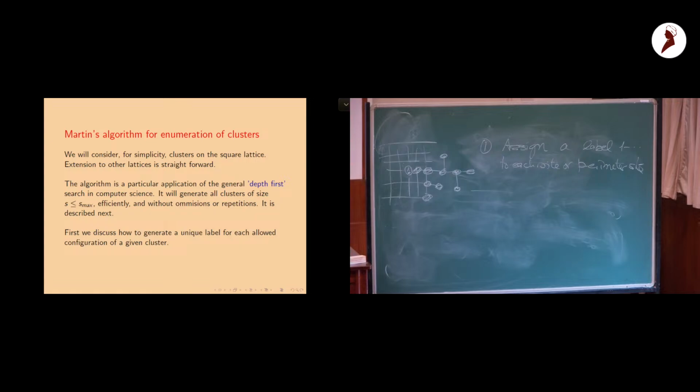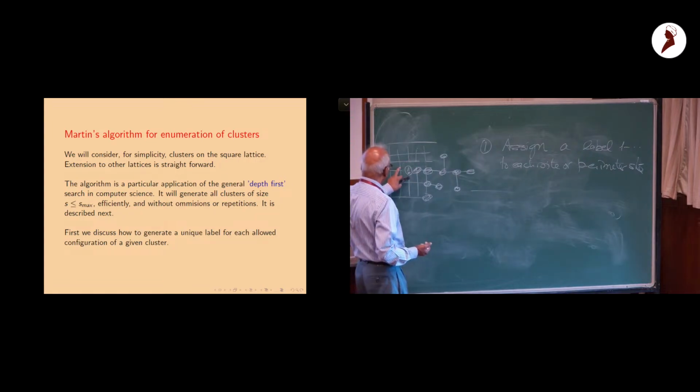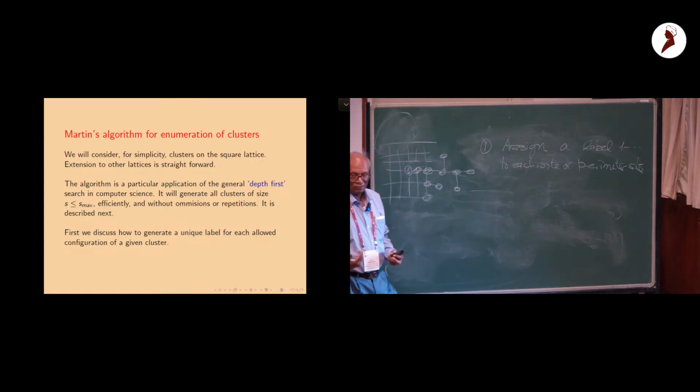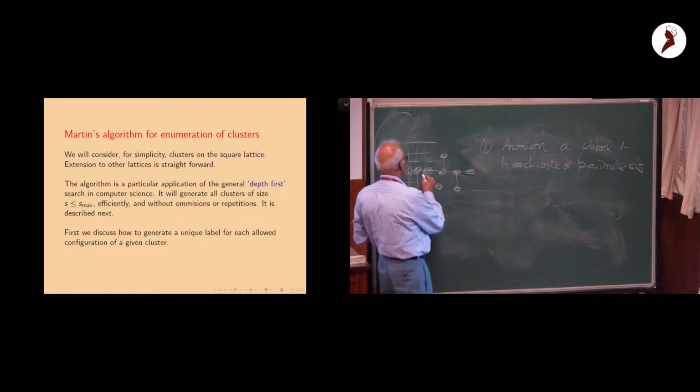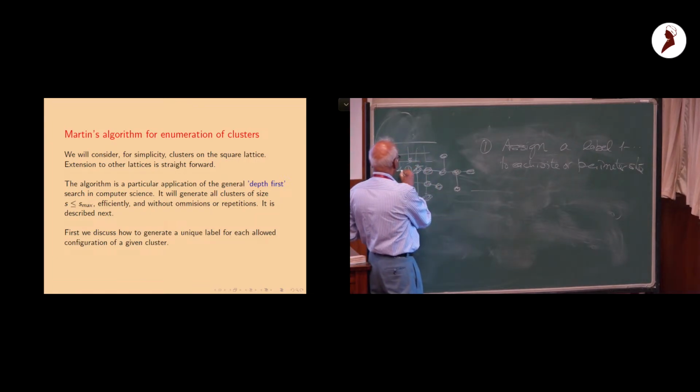Now this site is occupied, so there must be at least one occupied site in the neighborhood of its nearest neighbors. So which ones? Maybe this one and not this one but this one, and so on. So some of the neighbors of this site are occupied, some are not occupied. So we will just label all the neighbors of this site: 2, 3, 4, 5.